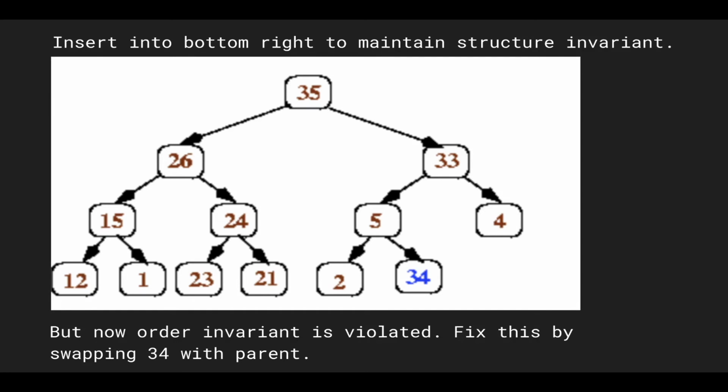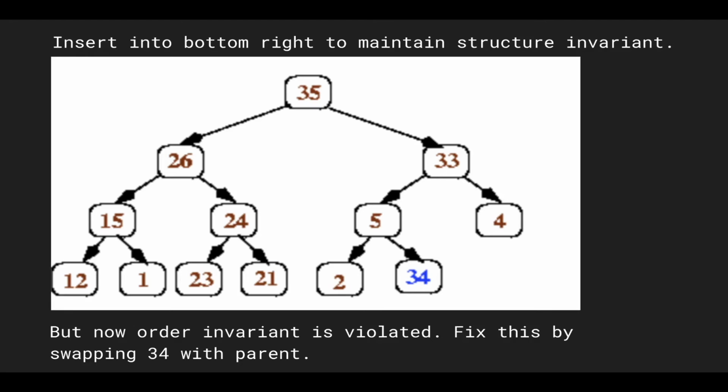We're going to insert 34 into the bottom right to maintain the structure invariant. We need to maintain the complete binary tree invariant, and inserting the node to the bottom right is what keeps this invariant. It allows us to have a logarithmic height. But now the second invariant is violated, which is the order invariant, because not every node is greater than its children. 5 is not greater than 34.